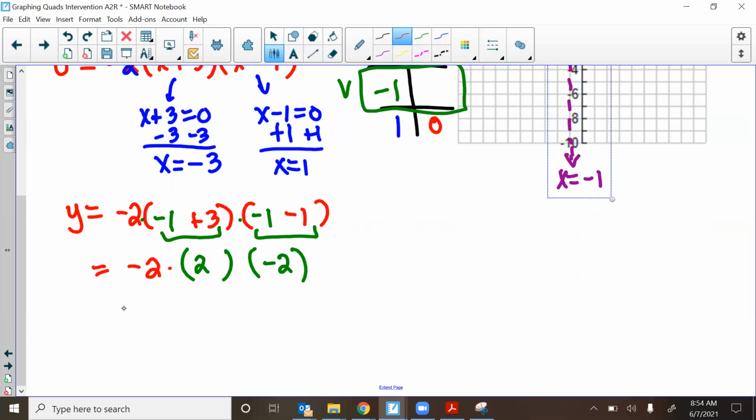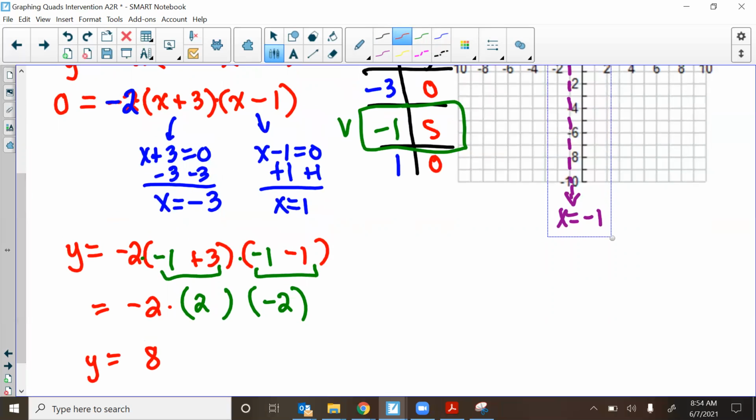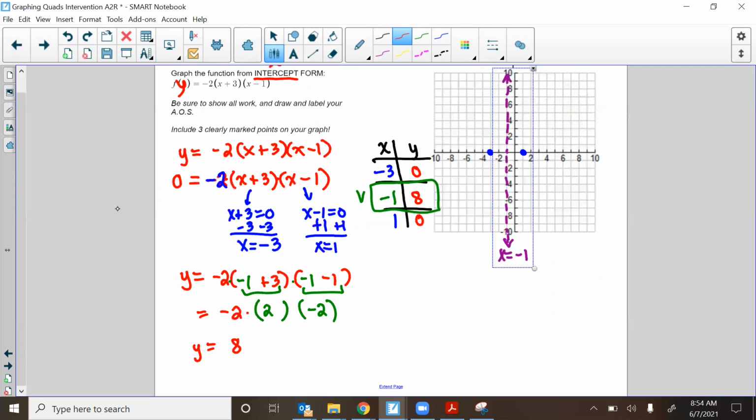So 2 times 2 times 2 is 8. And a negative times a positive times a negative, I have 2 negatives, so that's a +8. And so my vertex is at -1, +8. So I'll zoom out a little so I can see it all. And then I will graph that.